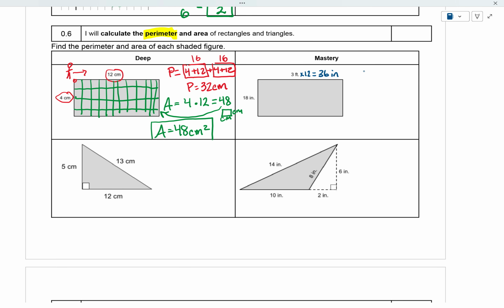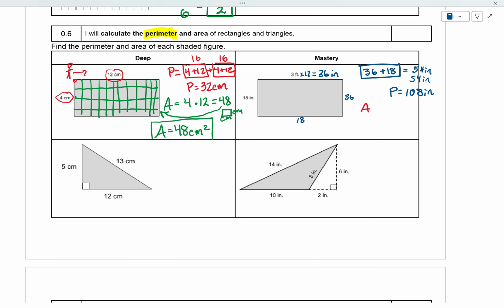Now we could go 36 plus 18 and say we've got 2 of those, and that ends up being 54 inches halfway around. So that means I need another 36 inches and 18 inches, so another 54 inches. Well, that's a total of 108 inches for the perimeter. Okay? And we'll end with area.